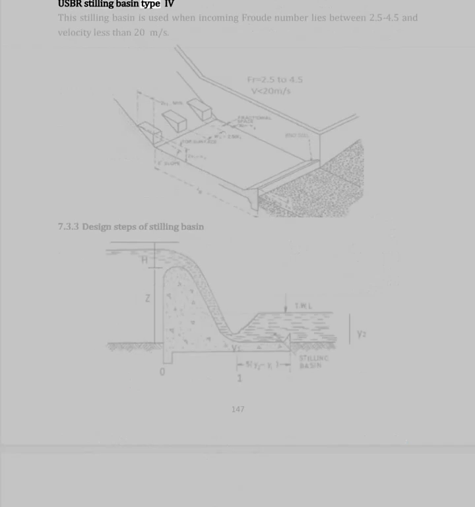USBR stilling basin type 4. This stilling basin is used when incoming Froude number lies between 2.5 to 4.5 and velocity less than 20 meters per second. 7.3.3 Design steps of stilling basin.